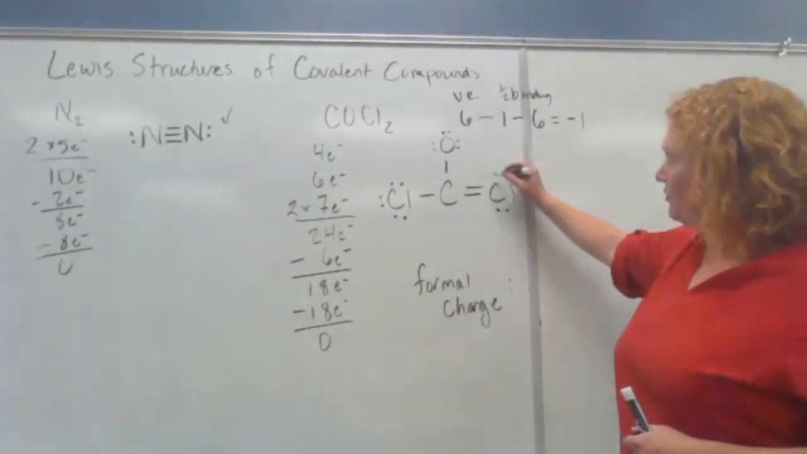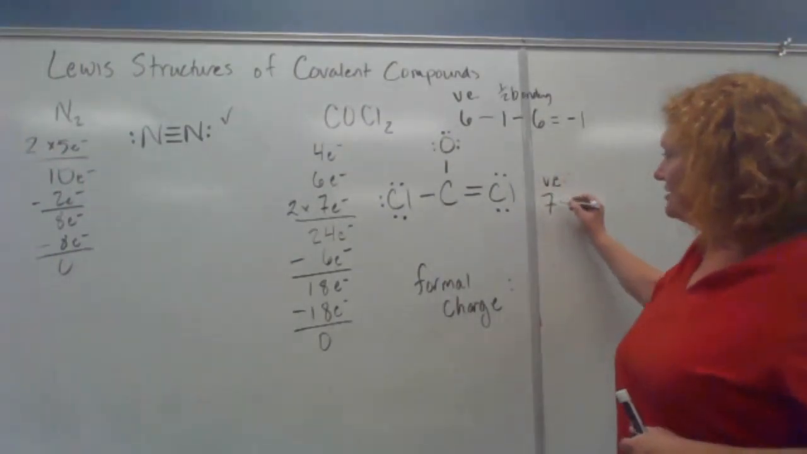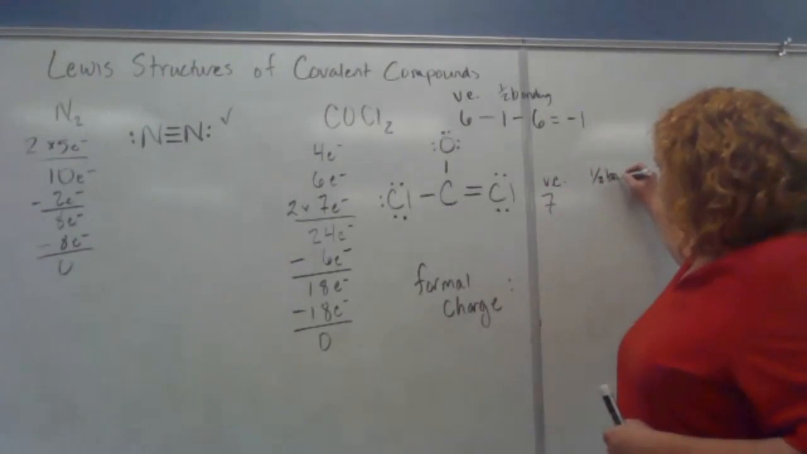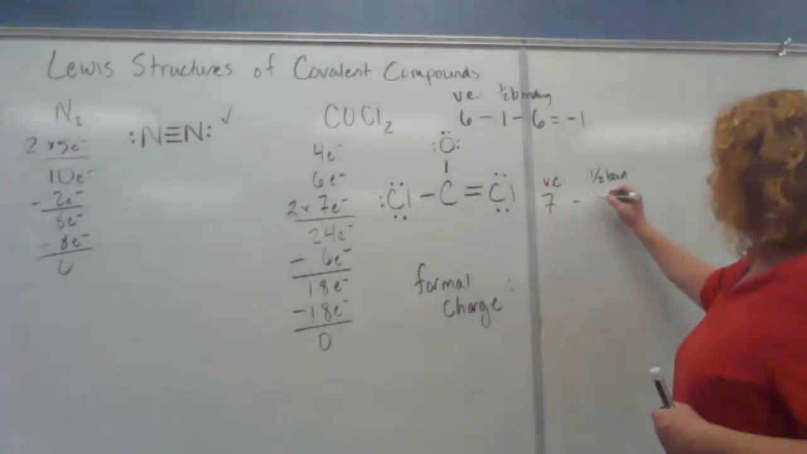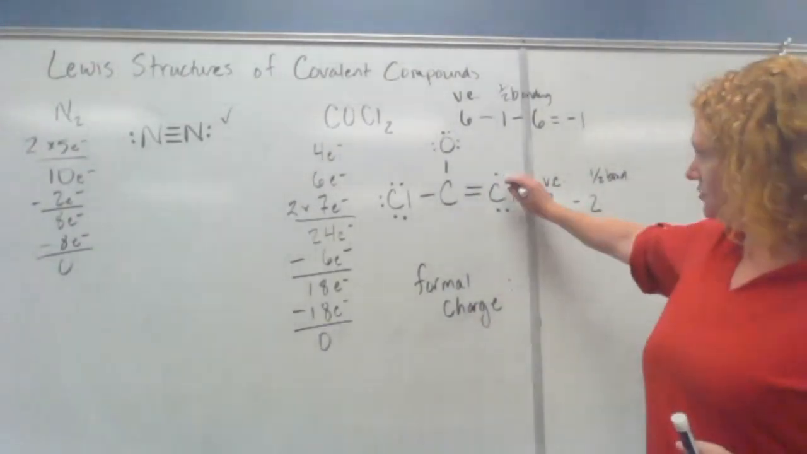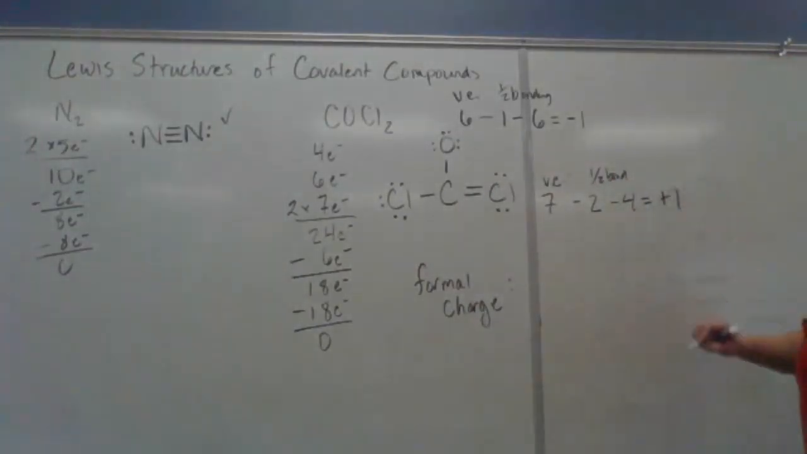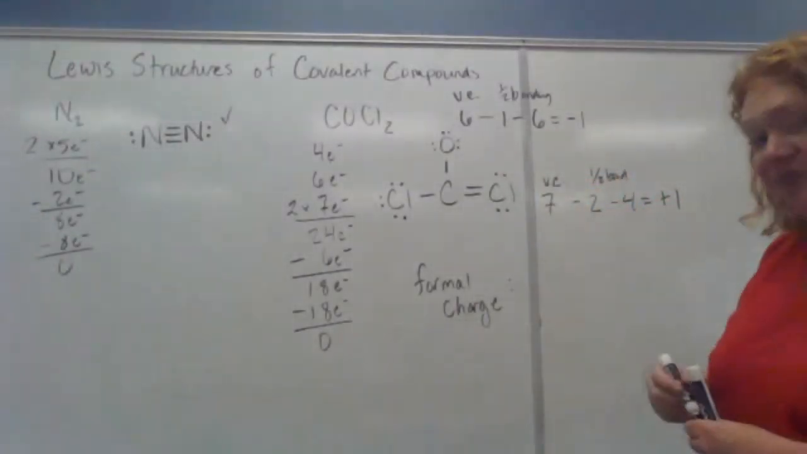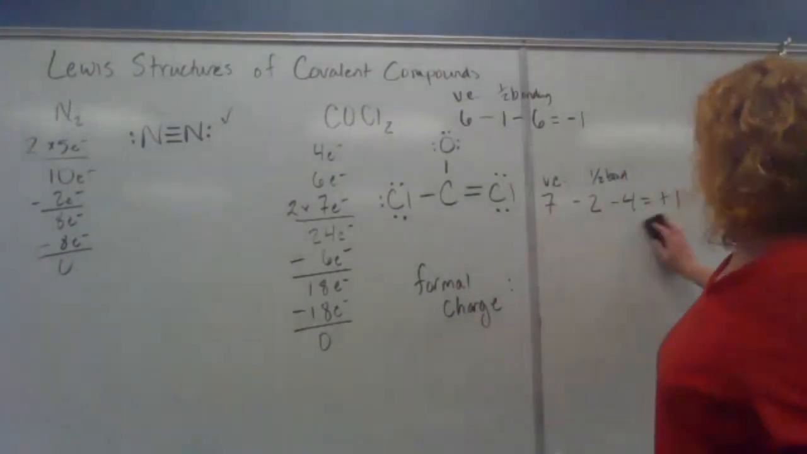If we had double bonded the chlorine, what would be its formal charge? Again, we would take the valence electrons of chlorine, 7, and subtract half the bonding electrons. Chlorine now has 4 electrons bonded to it. Half that number is 2. Lone pair electrons in this drawing, 1, 2, 3, 4. That gives a formal charge of +1. So we get -1 and +1.